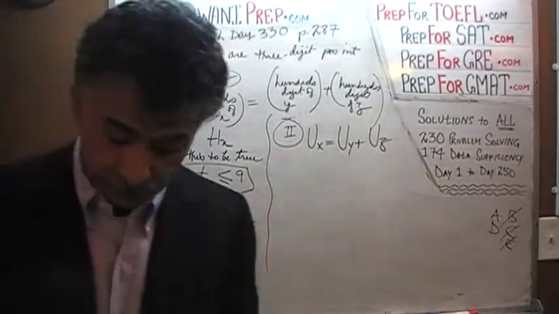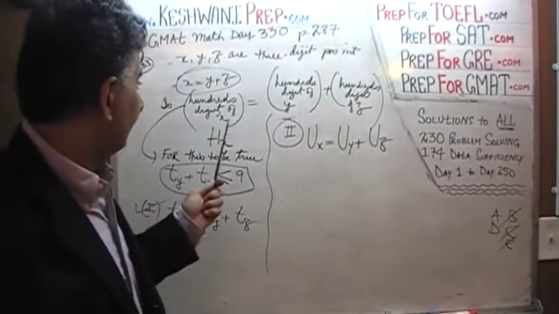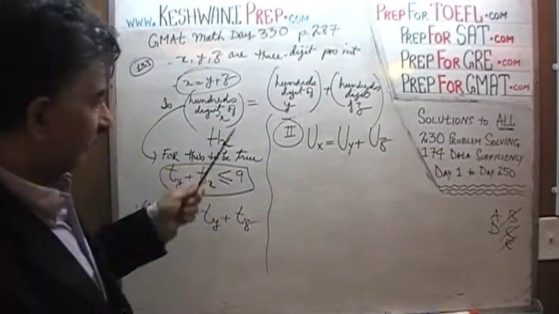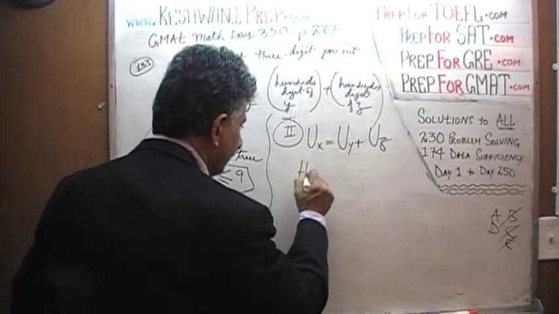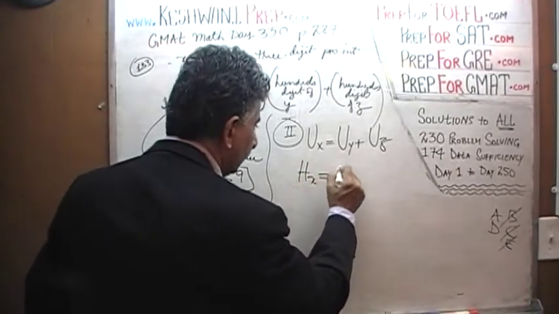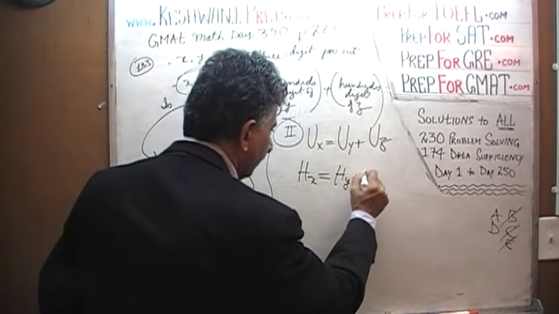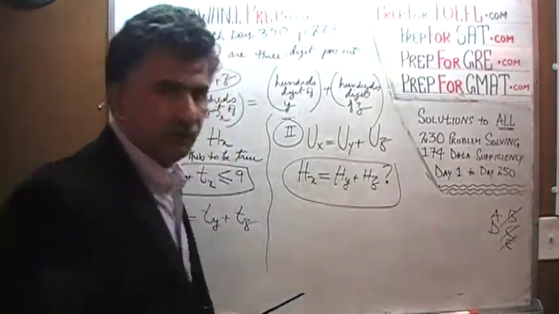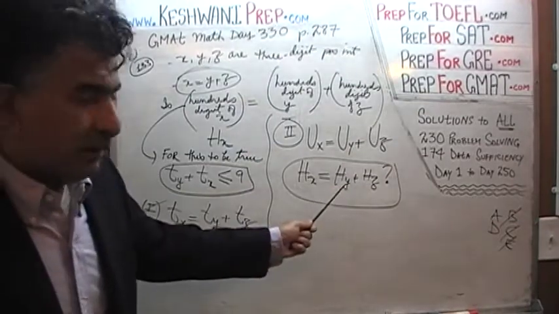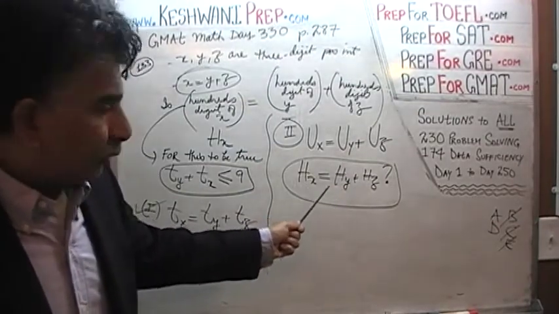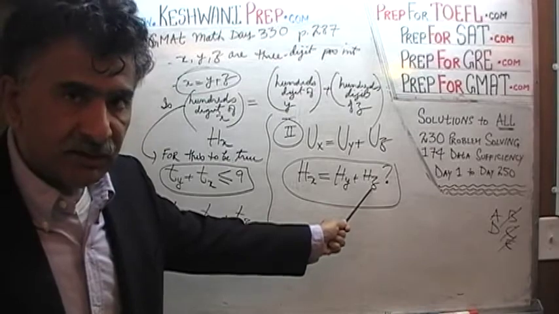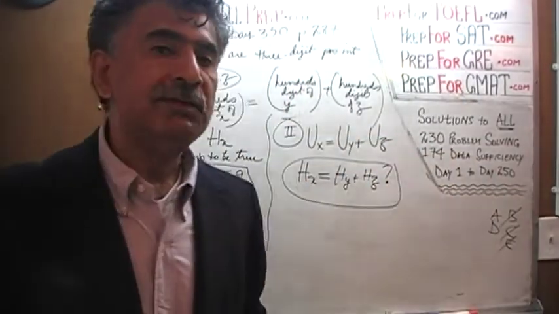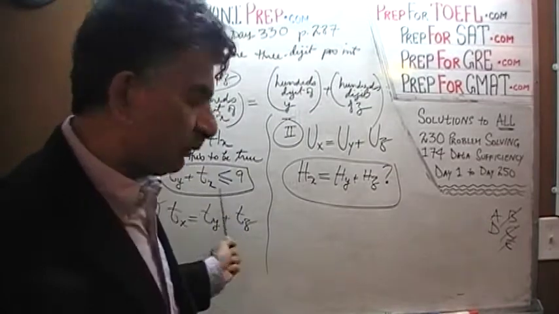Well, what we need to understand is that the question is asking us, is the 100 digit of X equal to the 100 digit of Y plus the 100 digit of Z? That is the question that is being asked. Listen very carefully. Whether or not the 100 digit of X would equal the 100 digit of Y plus the 100 digit of Z has to do with what happens in the digit adjacent to it, which is the 10 digit. We just talked about it.